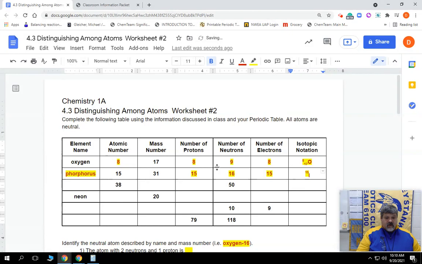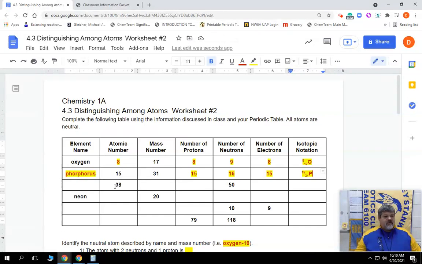Hold control greater than, or less than, excuse me, and we're going to be 31, and then hold control down again, and then less than, and then now we're going to put a capital P in there, and there's our isotonic notation. So let's go on to the next one.